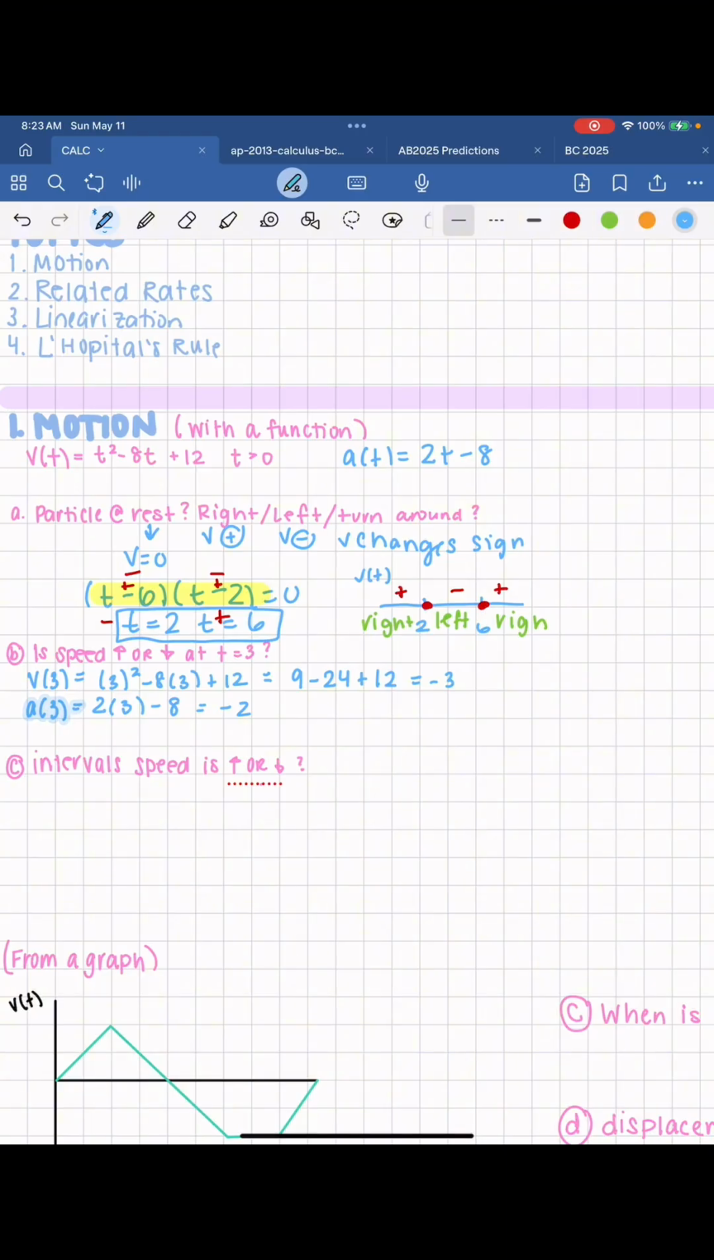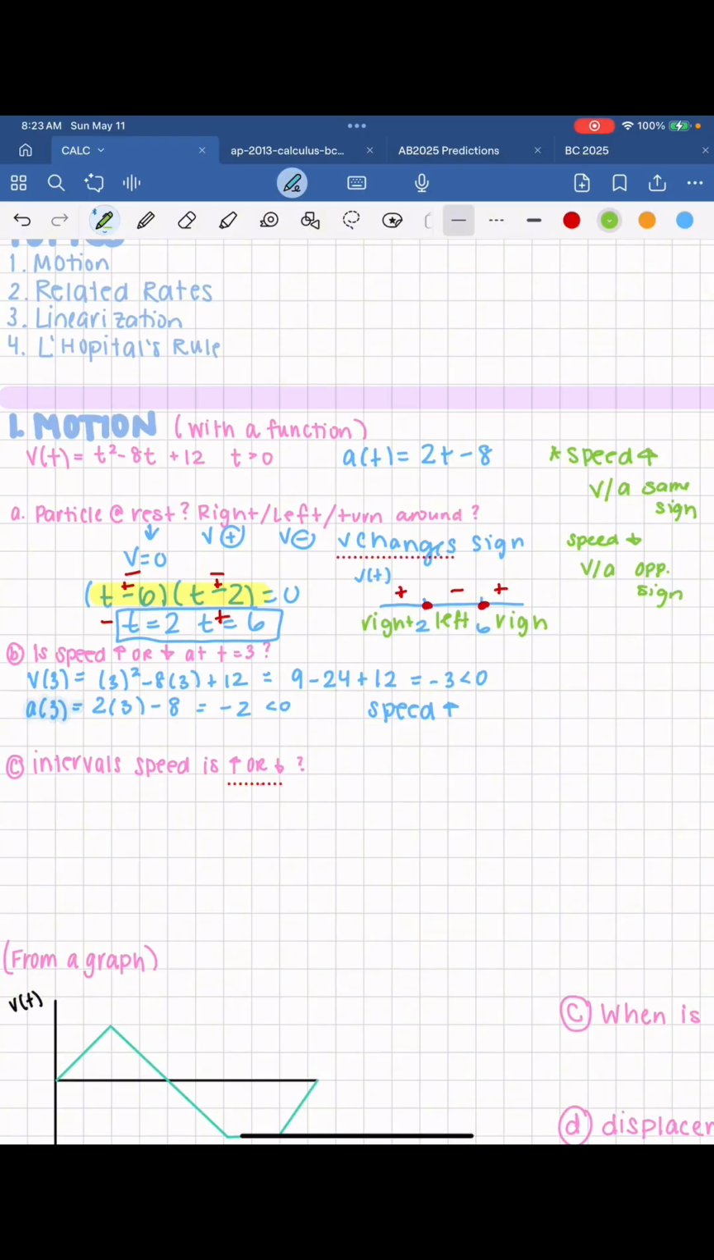So since they're both negative, speed is going to be increasing. Because remember, for speed to be increasing, velocity and acceleration have to have the same sign. So they have to both be positive or both be negative. For speed to be decreasing, velocity and acceleration have to have opposite signs.